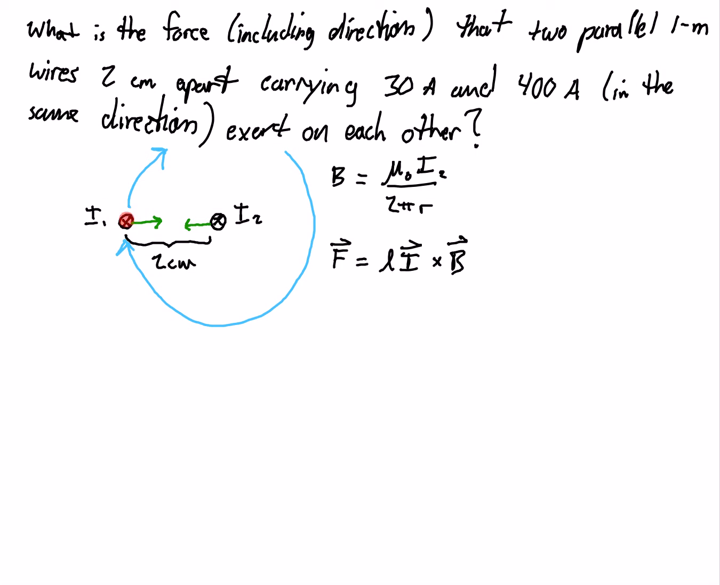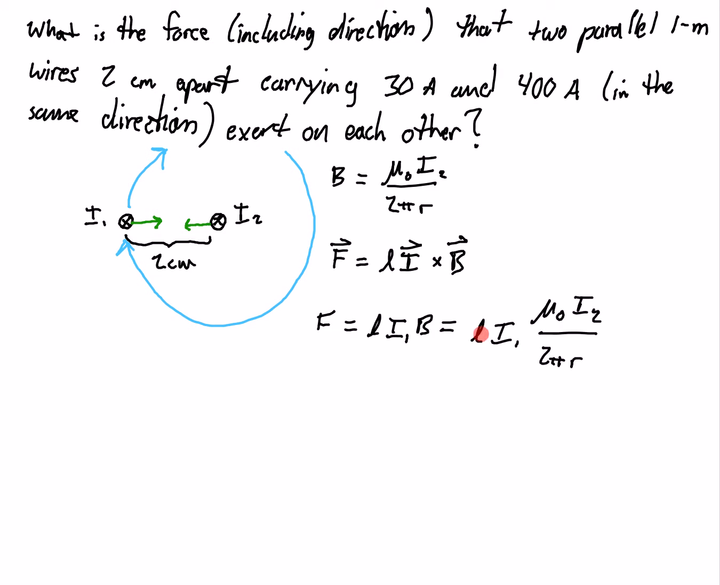Because the wire is going into the page and the magnetic field is up, they're at a right angle to each other. So the cross product, which turns into ILB sine theta, is sine of 90 degrees, or just 1. So the magnitude of the force turns into just LIB. And this now is I1, because I1 is the current that's actually immersed in this magnetic field. Replacing B with Ampere's law, this is what we get.